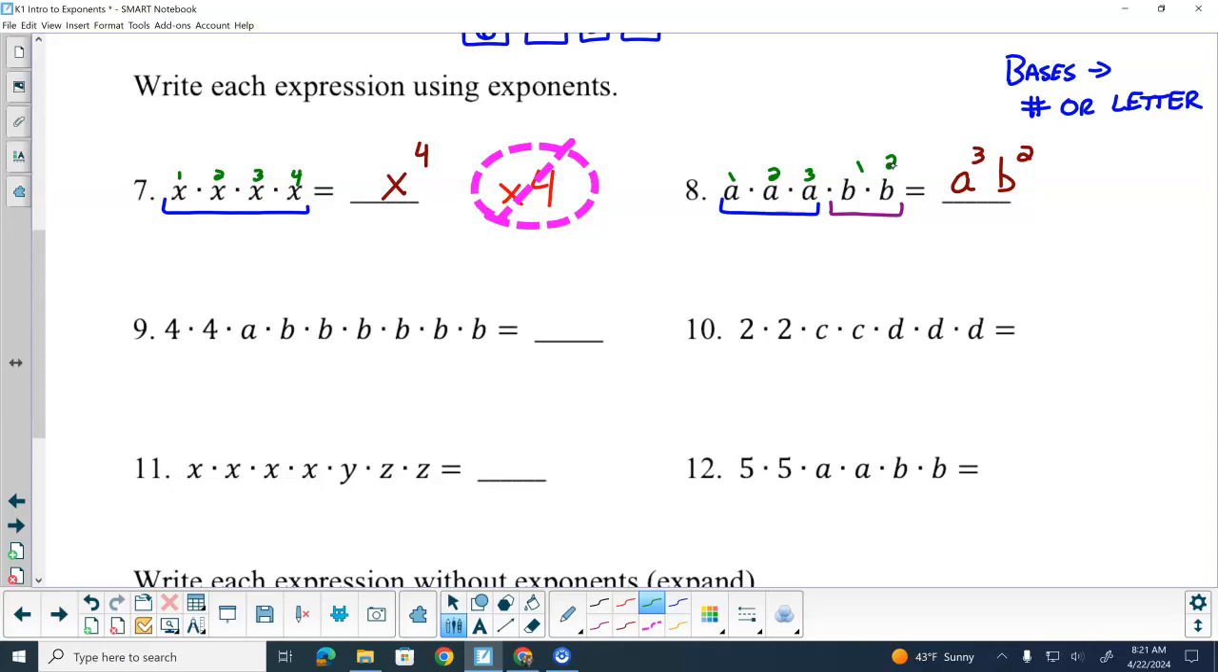Let's do one with a number now. So my first base is 4, right? But with numbers, I can multiply them out, correct? What is 4 times 4?